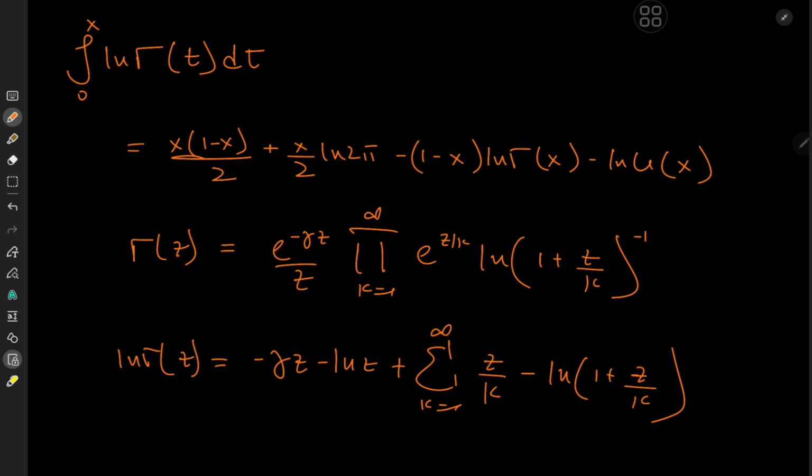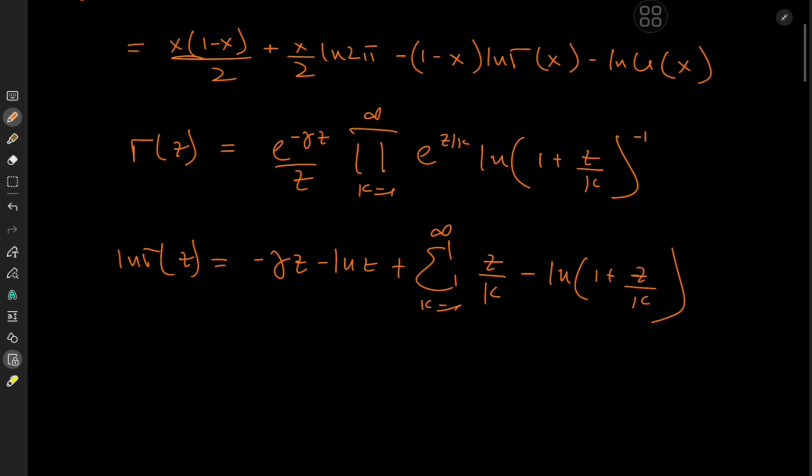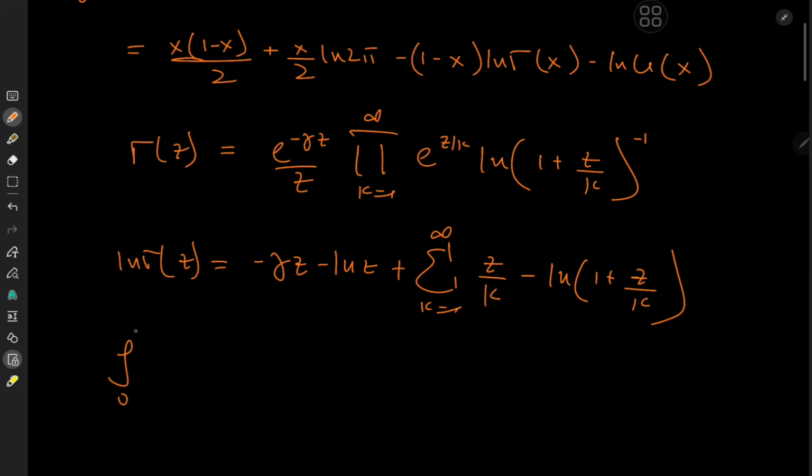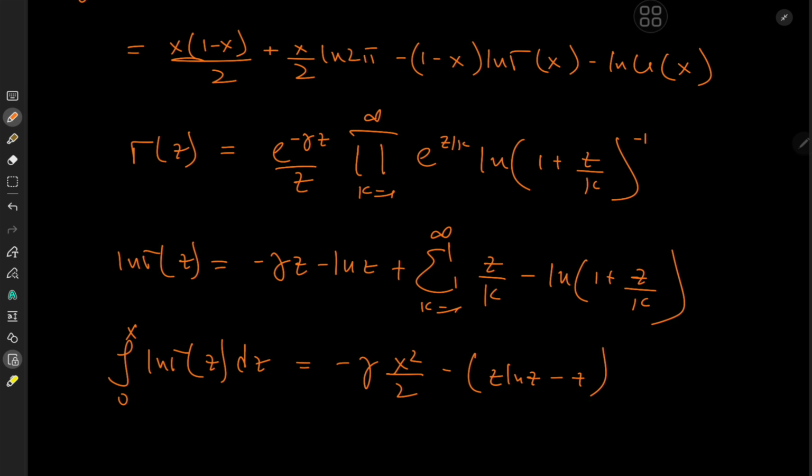Okay, cool. And because we're interested in the integral from 0 to x, that's exactly what we'll do. We'll integrate this from 0 to x. So on the right-hand side, we have negative gamma z squared over 2, with the limits being 0 and x. And of course, in this case, it means we have x squared over 2. The antiderivative for log z is z log z minus z. And of course, because of the limits, we have x log x minus x.